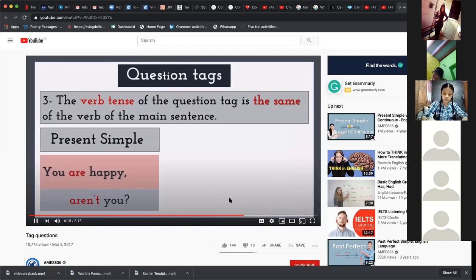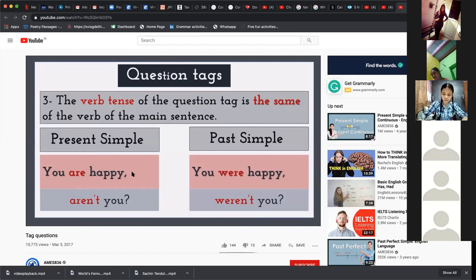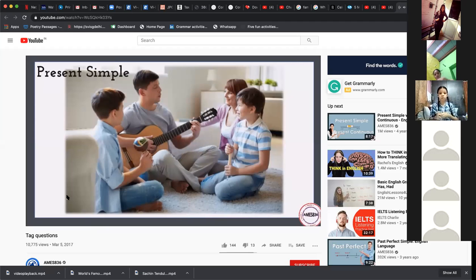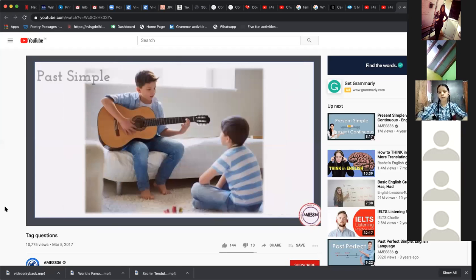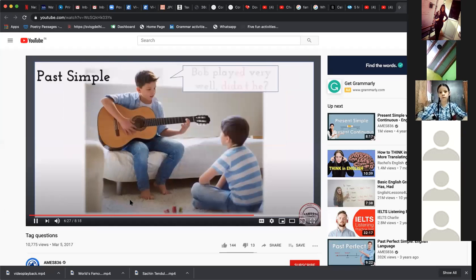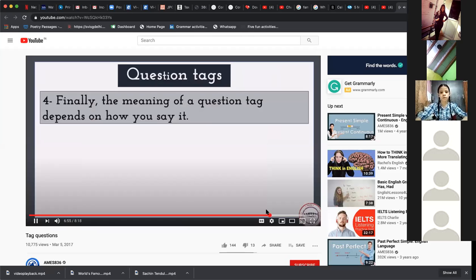You are happy, aren't you? You were happy, weren't you? We cannot change the tense. If the tense is present, the question tag will be present. Bob plays very well, doesn't he? If the sentence is in past tense, the question tag will be in past tense only. Bob played very well, didn't he? Melanie doesn't eat meat. Finally, the meaning of a question tag depends on how.